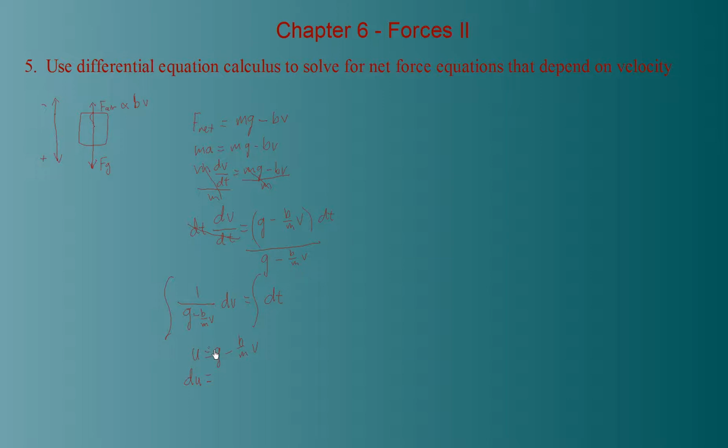Anyway, the derivative of u is du. The derivative of g, which is a constant, is 0. And the derivative of this with respect to v is just b over m dv. This is like v to the 1 power. So if you do that power rule, it becomes v to the 0, which is just 1. And so anyway, that's what's going on there.